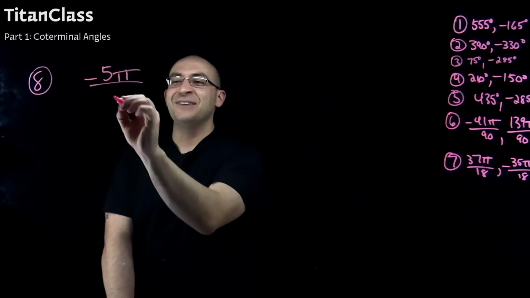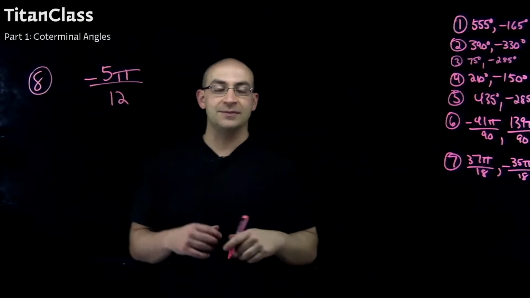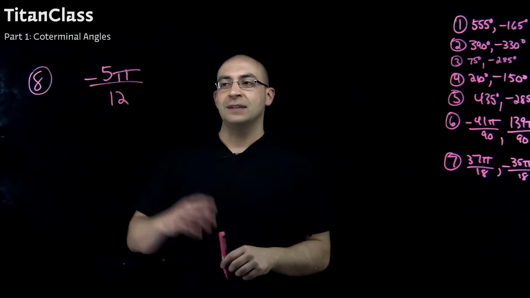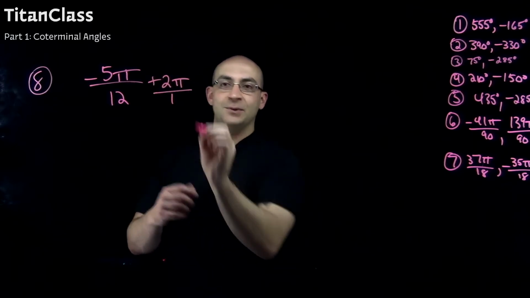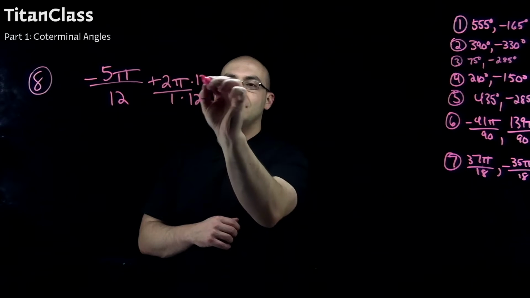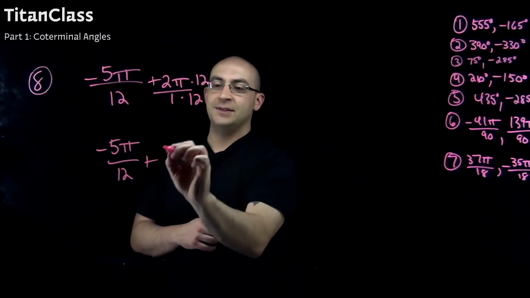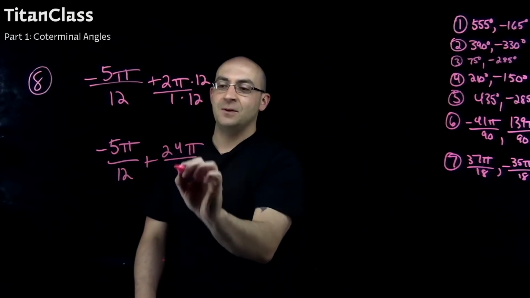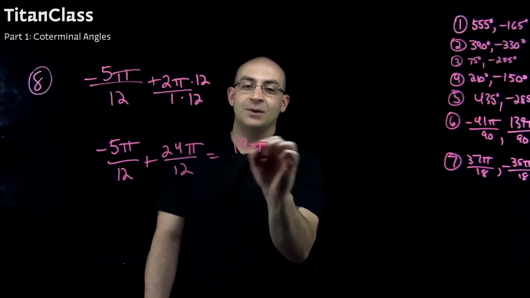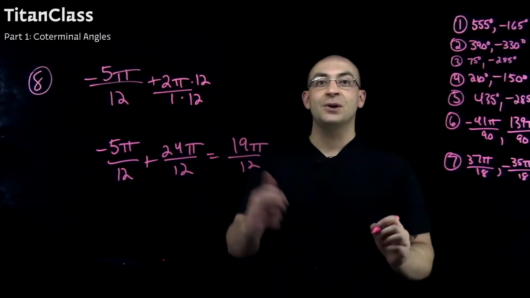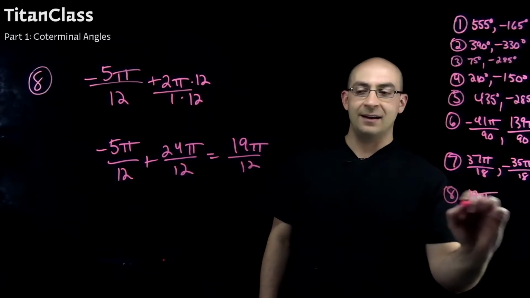Okay, negative 5 pi over 12, right? All right, it's negative, and it's certainly within the realm of one revolution. So let's add 2 pi, one revolution, and see what we get, right? So we'll do over 1, and we'll multiply by 12. So this is going to be negative 5 pi over 12 plus 24 pi over 12. This will give me 19 pi over 12. That is the positive coterminal, right? So we'll do number 8 as 19 pi over 12.